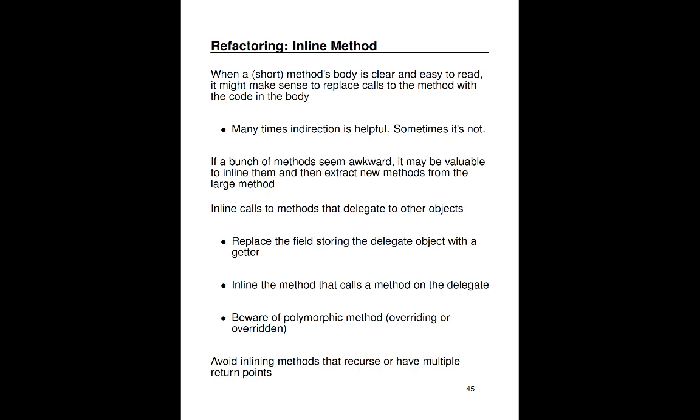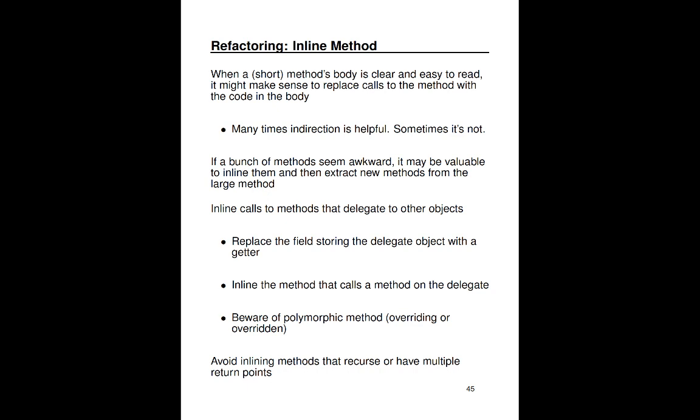And a very common use of inlining methods is to, again, expose that delegate. Oftentimes what the method that delegates does is it gets the delegate object and calls a method on it. Well, that's a pretty short method. And so then inlining that to all of the callers basically has them get the delegate object themselves and call the desired method. Again, just like we were saying in the last refactoring, you need to be aware of the impacts of polymorphic methods, so overriding or overridden methods, when inlining and moving things around.